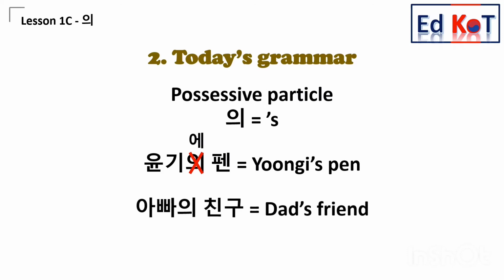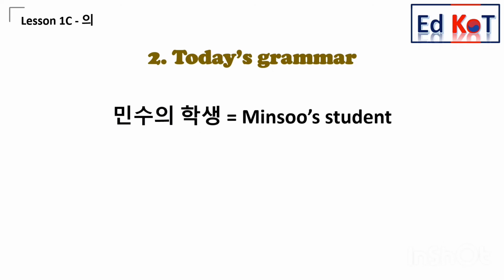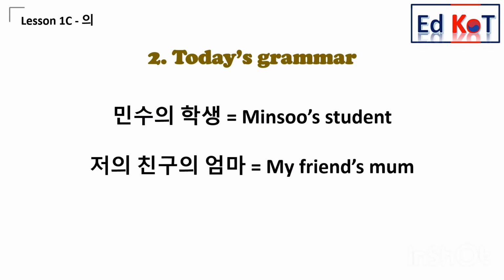Let's do another one. 아빠의 친구. That's friend. Again, it's 아빠의 친구, not 아빠의 친구. Let's do one more. 민수의 학생. 민수 student. 저의 친구의 엄마. My friend's mom.